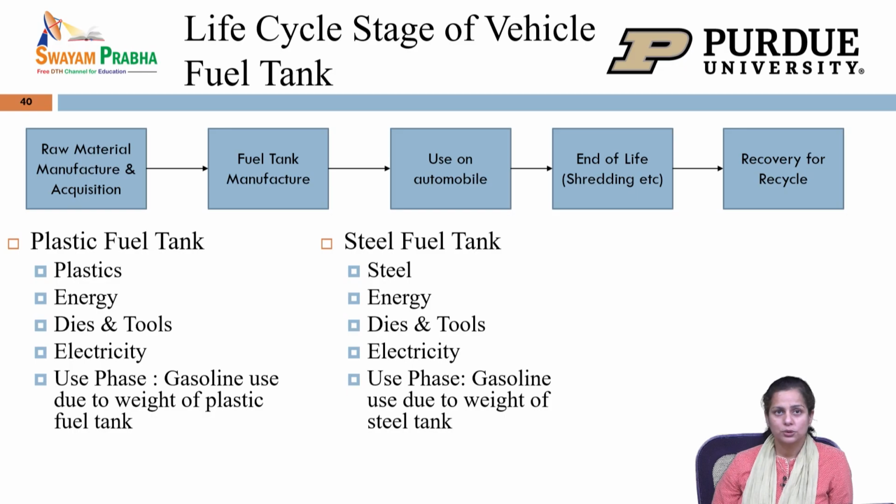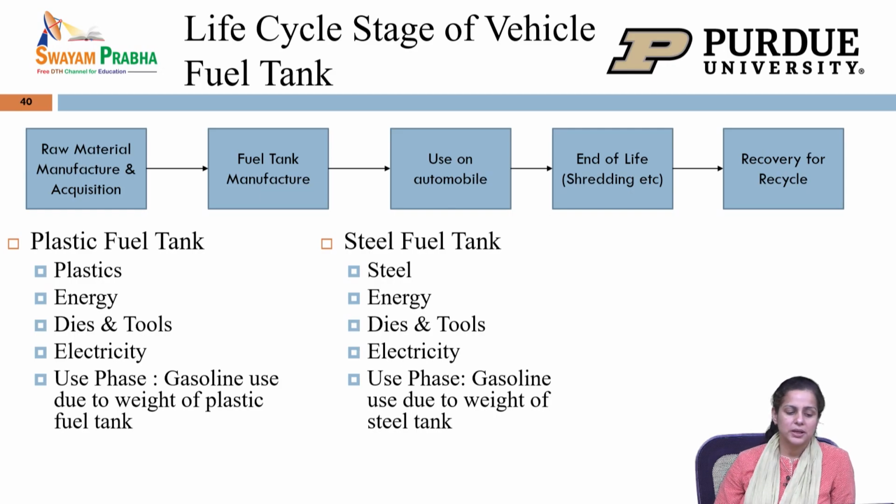So before we go to the hybrid LCA, we will look at the whole manufacturing of the vehicle fuel tank. The life cycle stages that we can look at are the raw material manufacturing and acquisition, then actual fuel tank manufacturing, use on automobile, so however much time it's going to be used, then end of life, which is the shredding, and the shredding of the steel fuel tank and the plastic fuel tank will be different, and then recovery for recycle. Of course, steel may be fully recovered and plastic may not be recovered.